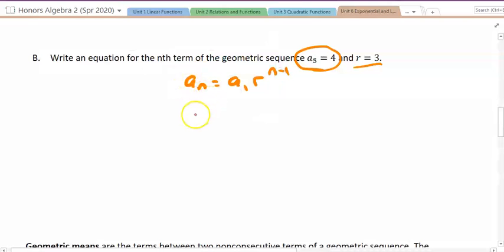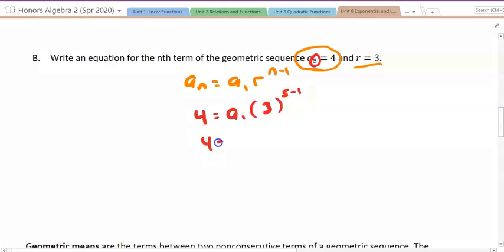And so I'm going to get a sub n is 4, because it's a sub 5. The a sub 1 is our unknown. The rate we're told is 3. And what term of the sequence did we plug in for a sub n? It was the 5th term, so I'm going to get 5 minus 1 for this power.